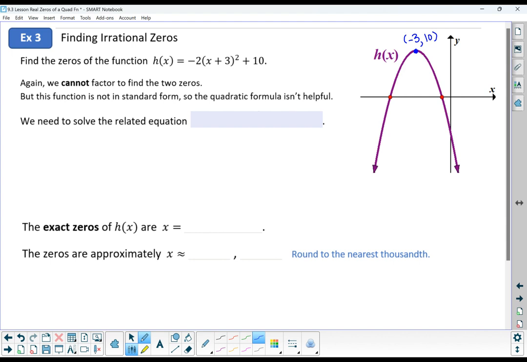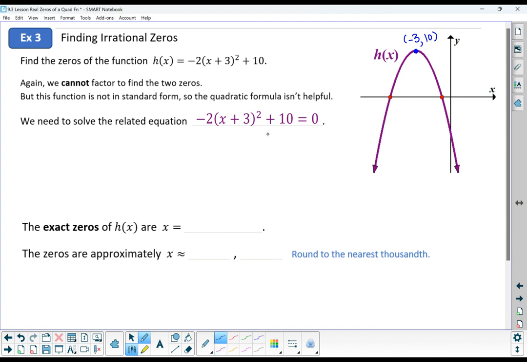It's not even in standard form. So because it's not in standard form, we're not going to factor it, and the quadratic formula isn't useful, but we're finding the zeros of this function. So we're just going to solve this equation: -2 multiplied by (x plus 3) squared plus 10 is equal to 0. And because that equation is in that form, we're going to use the square root method to solve it.